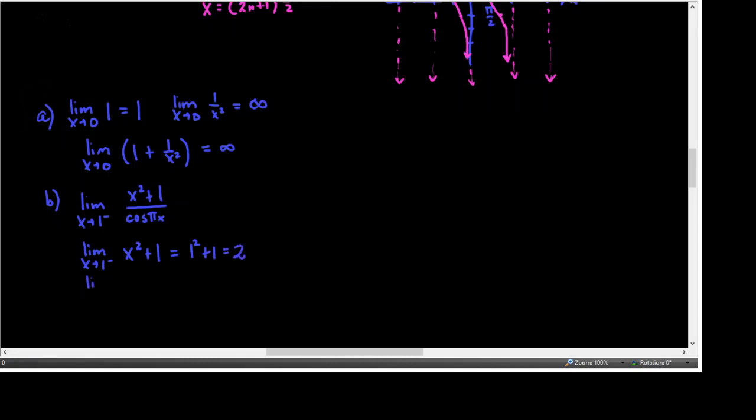And the limit as x approaches 1 from the left of the denominator function. Again, it's a trig function, so we can do this one by substitution unless it makes us divide by 0. So that'll be cosine of pi times 1. Pi times 1 is pi. The cosine of pi is -1. Oh, what am I saying? Pi x.